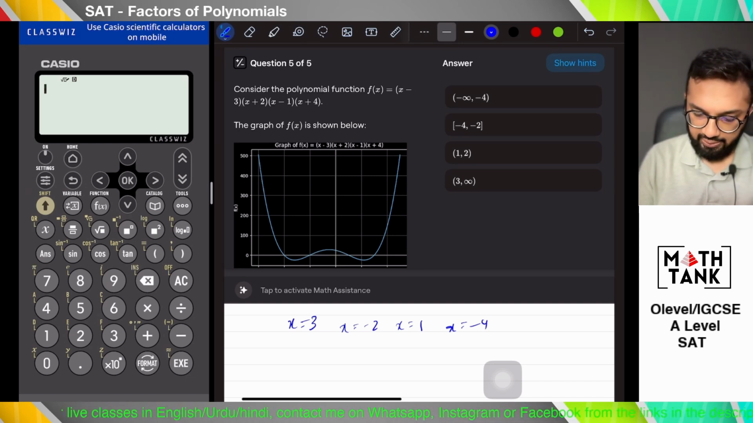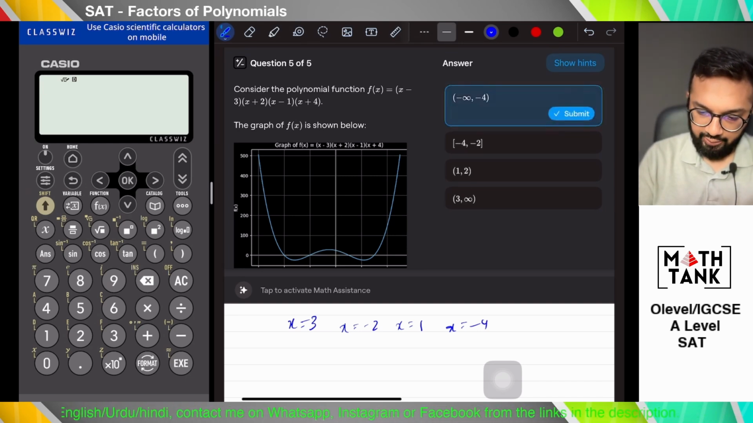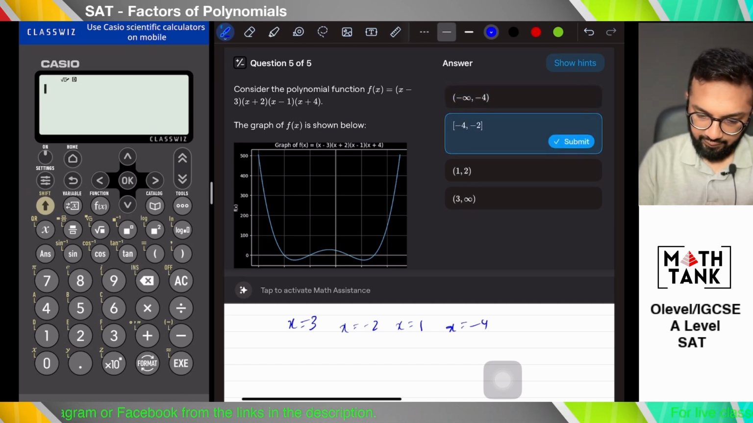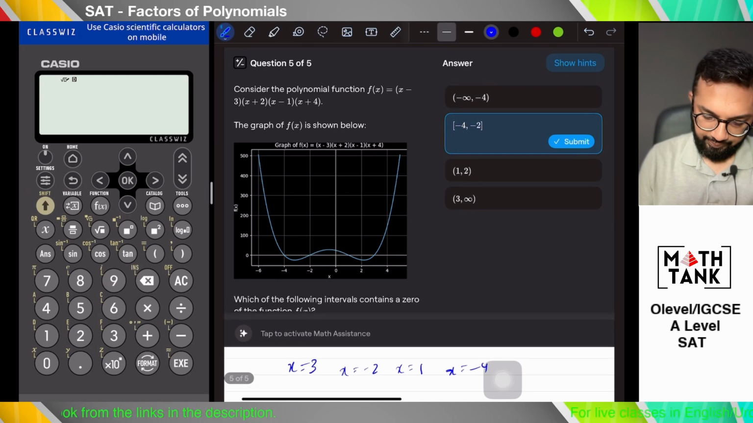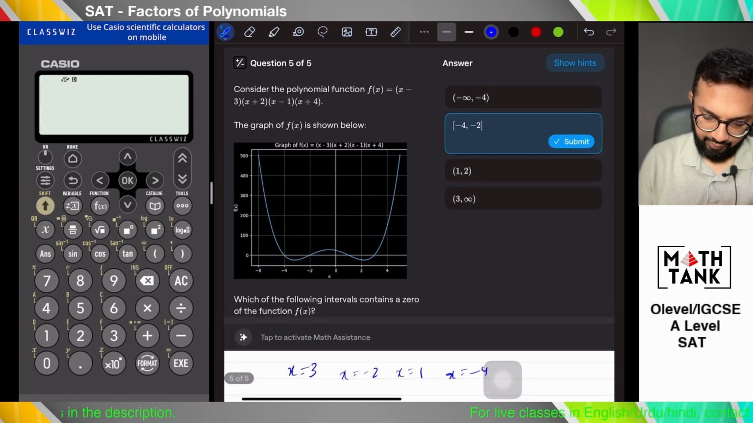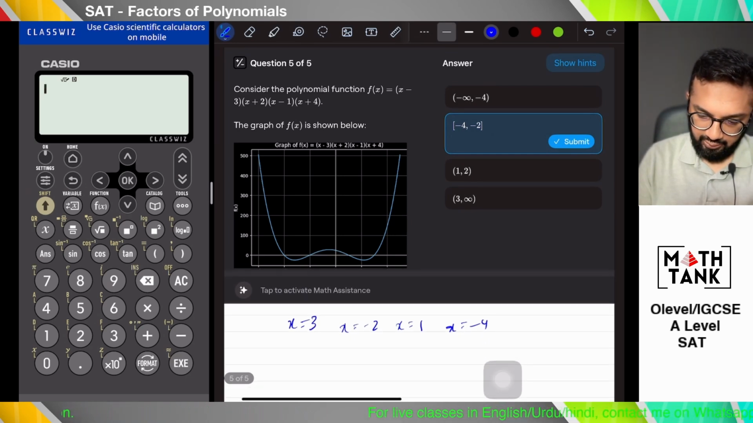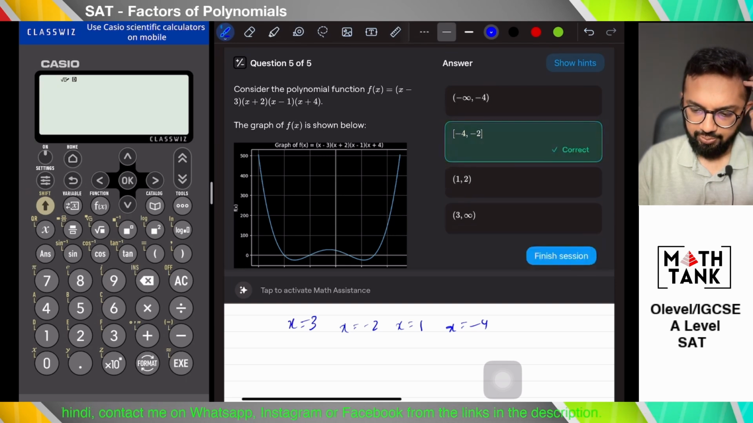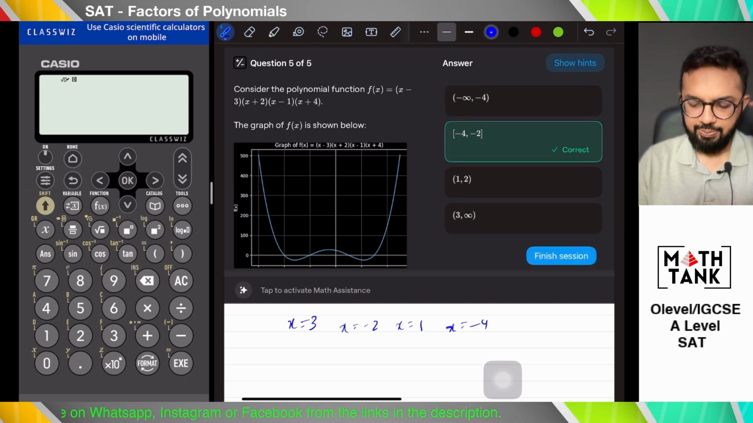So which interval contains a zero? This one doesn't contain any zeros. From -4 to -2 contains a zero. I just want to check if a 0 has any significance. From 1 to 2, no. From 3 to infinity, no. I think that should be the correct answer. It has multiple zeros.